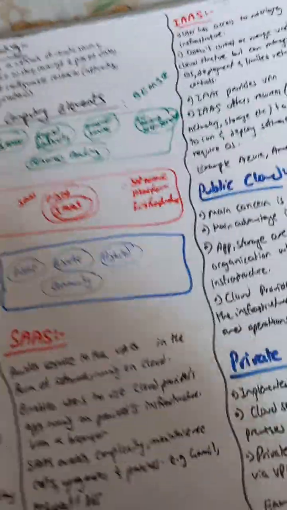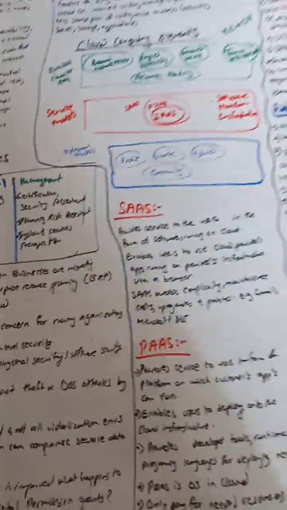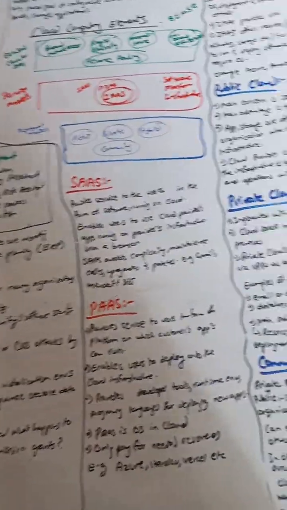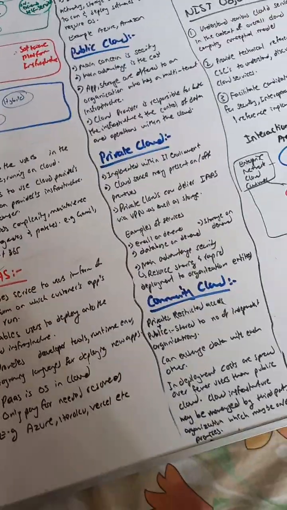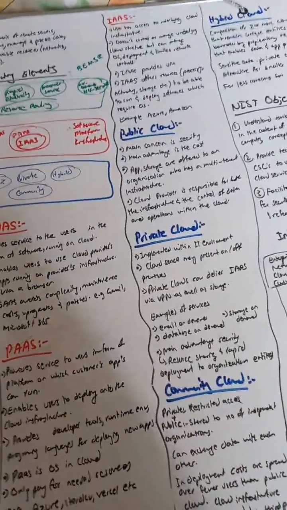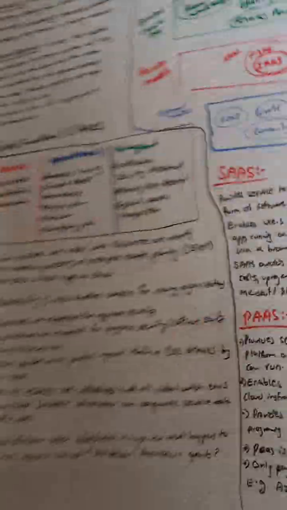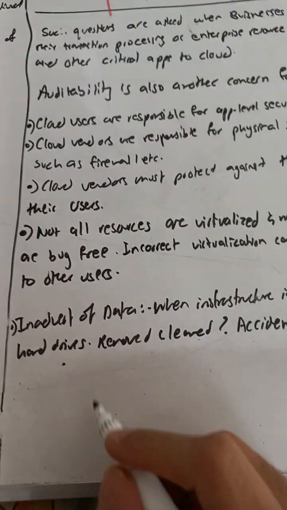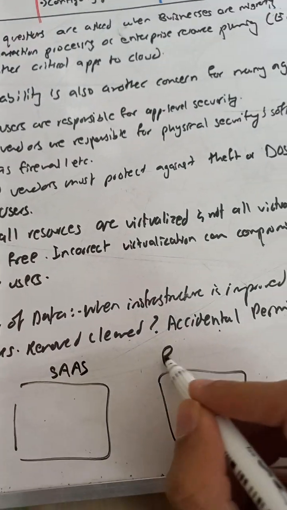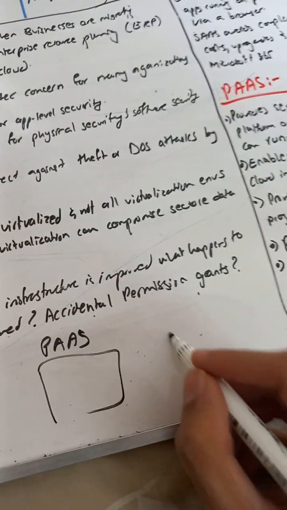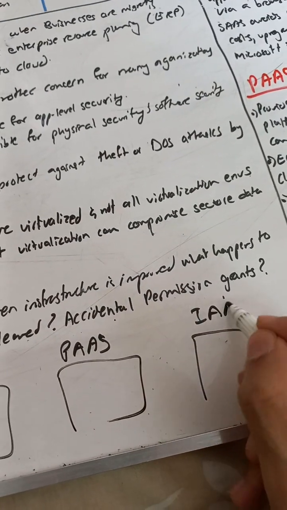Okay, so let's talk about software as a service, platform as a service, and infrastructure as a service. I'm just looking for my marker. One second. All right, so we have three: we have SaaS, we have PaaS, and we have IaaS.